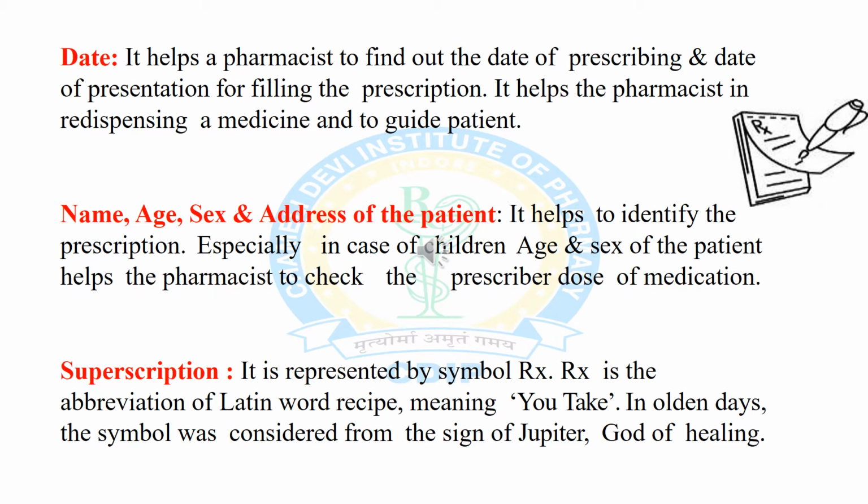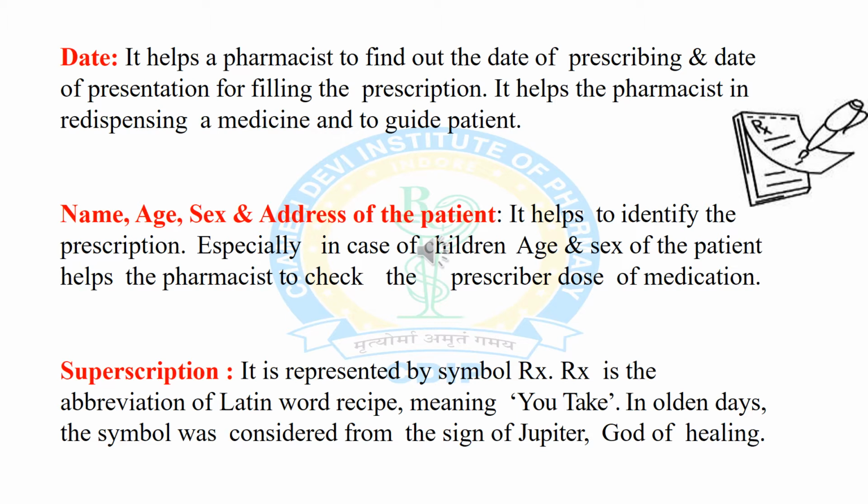The next part is the personal information of the patient, like name, age, sex and address of the patient. It helps to identify the prescription, especially in case of children. Age and sex of the patient help the pharmacist to check the prescribed dose of medication. So name, age, sex and address of the patient must be written in the prescription because it serves as identity to the prescription.